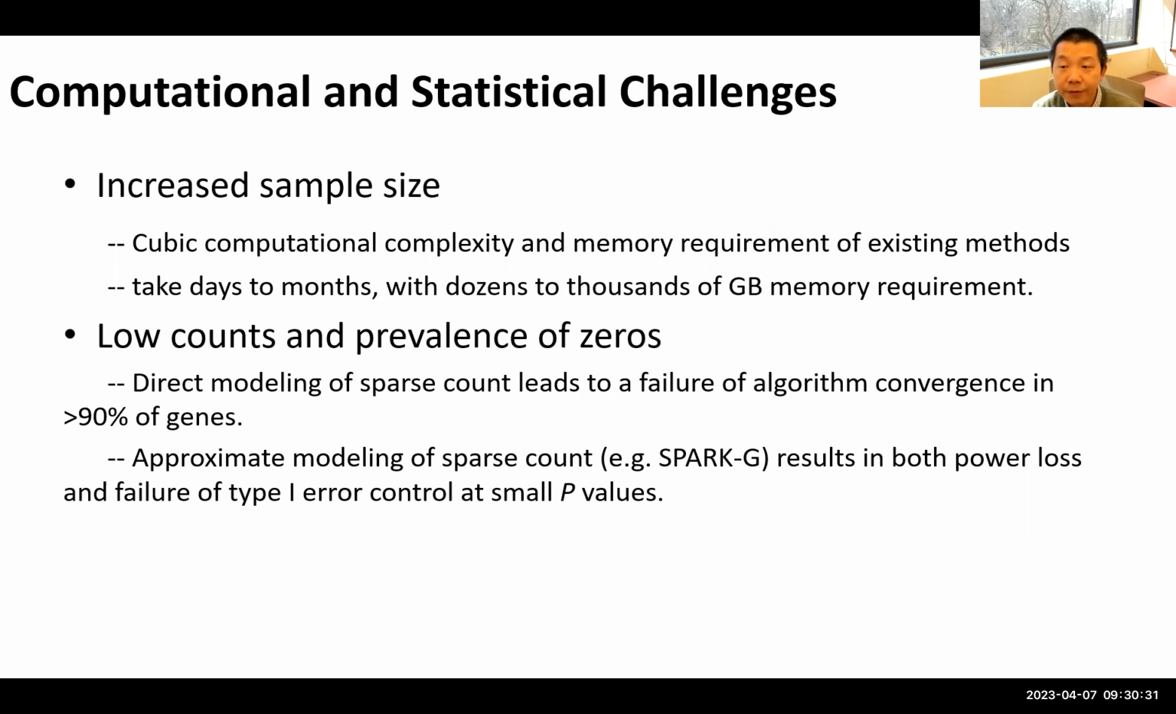But on the other hand, if you try to model the count data with a normal distribution, it is also problematic, because approximate modeling of those sparse counts usually results in both power loss and failure of type 1 error control at small p-values. At that time, we actually tried to build a Gaussian version of SPARK to model the normalized data, but it's not working well, just like the spatial DE I'll show you later. Both have power issues and type 1 error control issues.